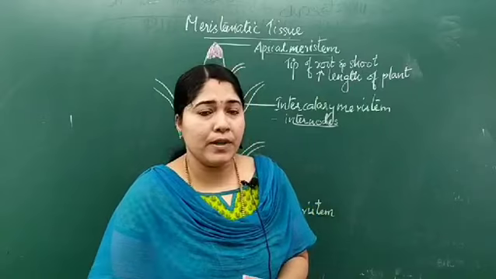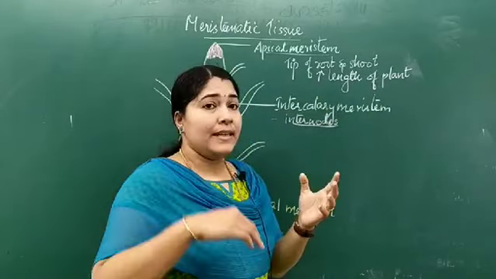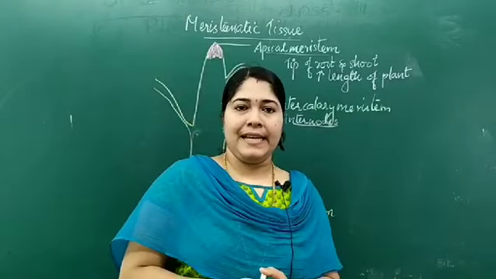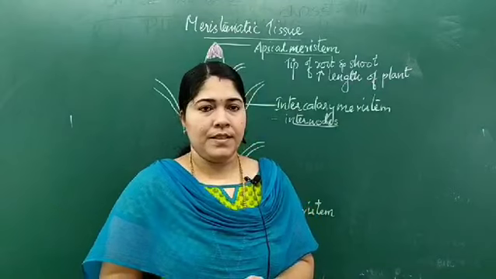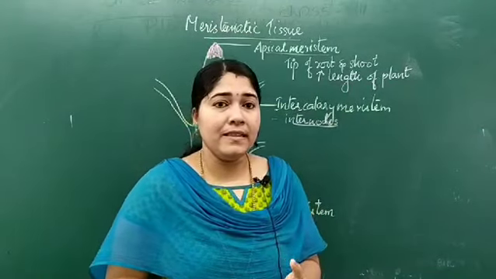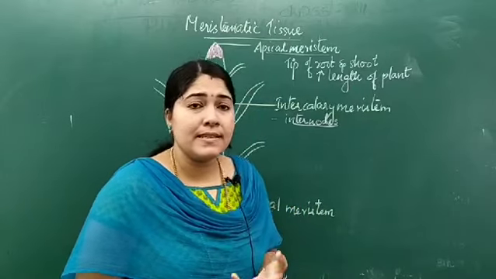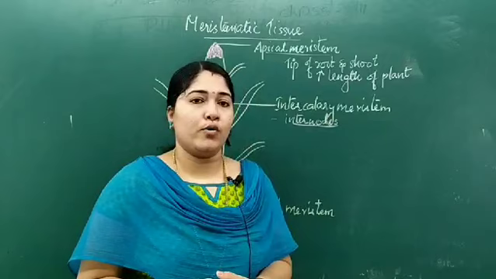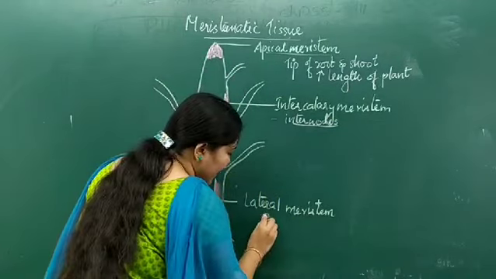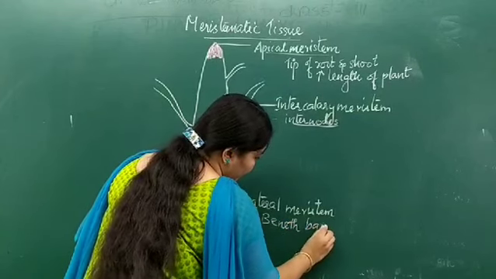So, what will be the function of this intercalary meristem? This intercalary meristem we can see in between the stems. Clear? Yes. And the next type of meristem is lateral meristem. Lateral meristem is a type of meristem which is seen beneath the bark of the tree. Beneath the bark we can see this lateral meristem.